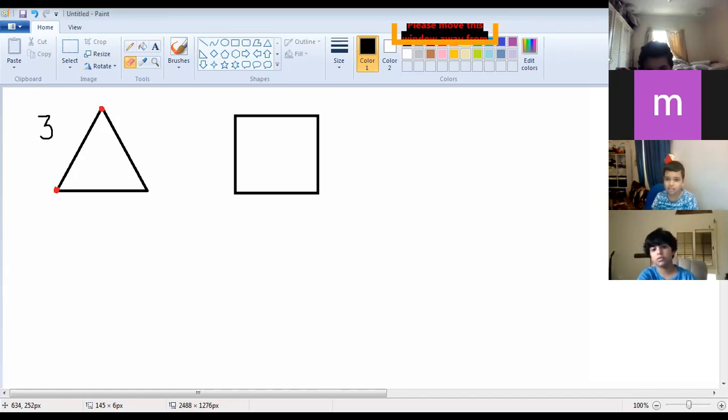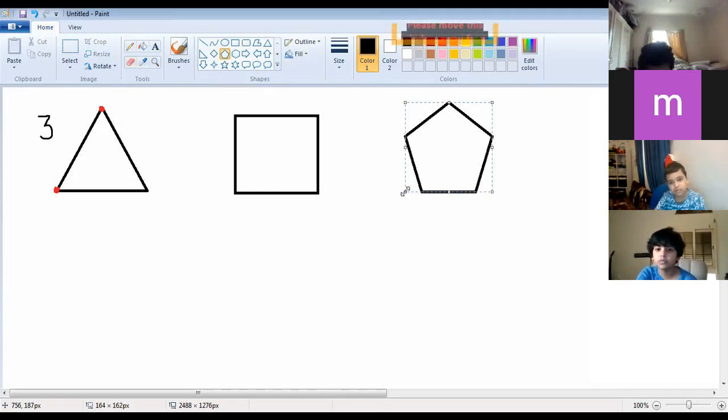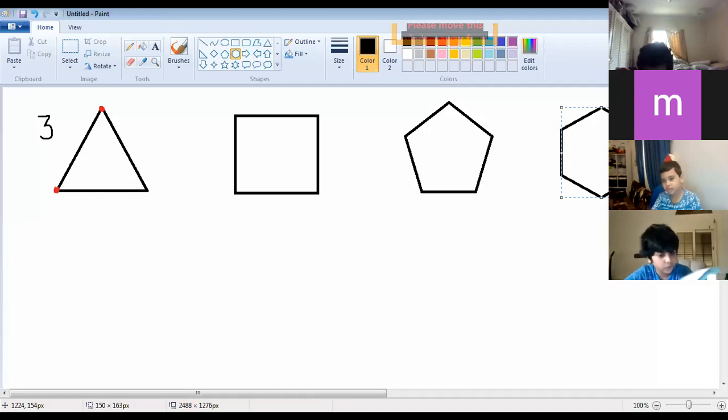Repeat after me: quadrilateral. That's right. What if I have 5 sides like that? Another name, called pentagon. Pentagon. Then if I have 6 sides like that, it's called hexagon. Hexagon.